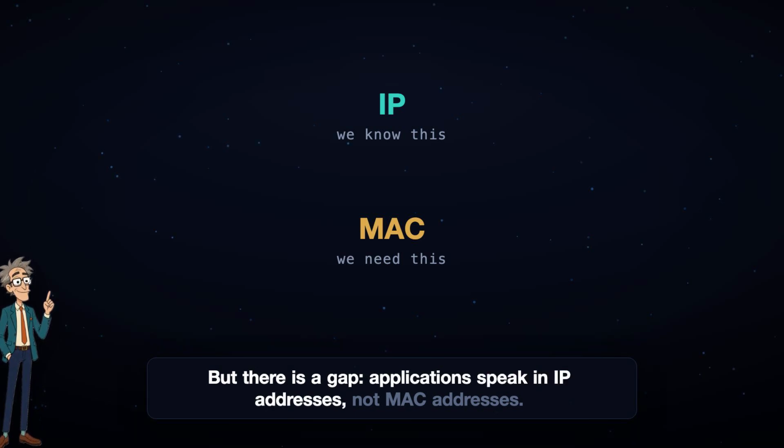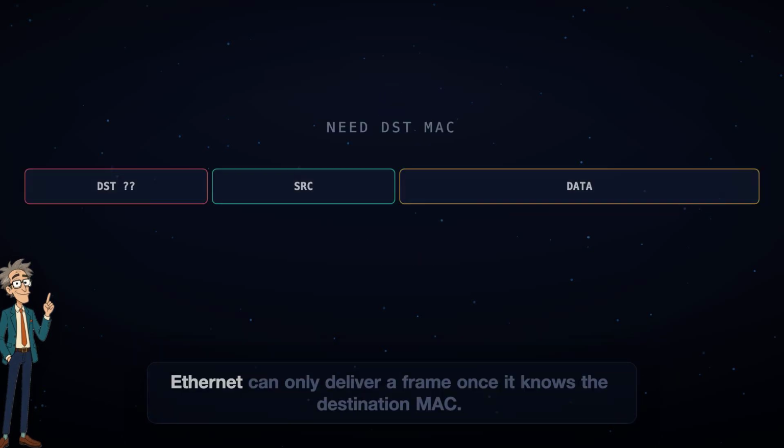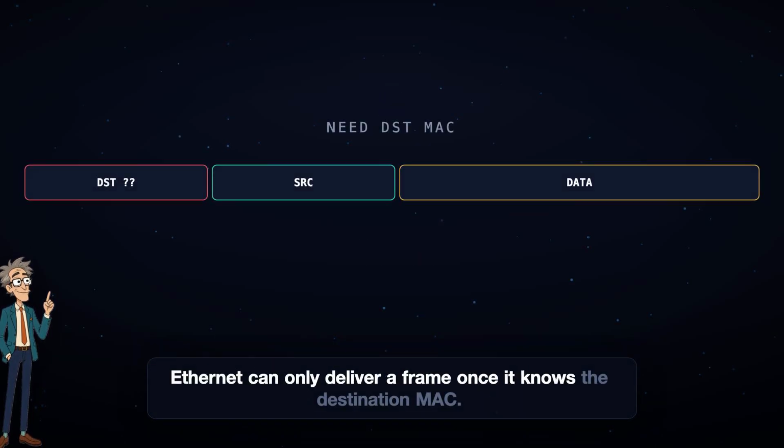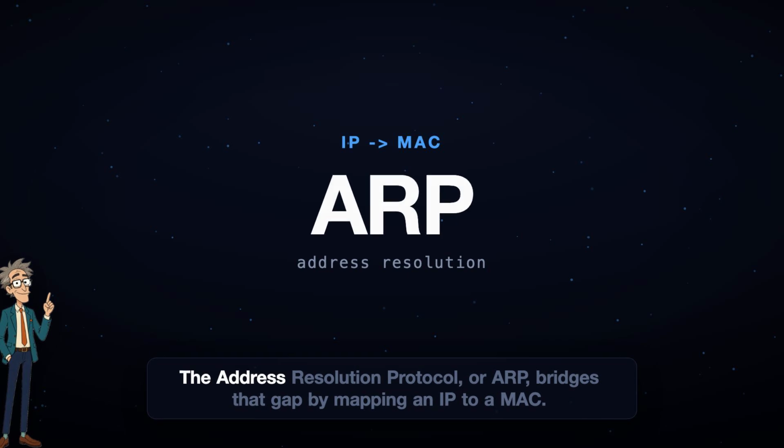Applications speak in IP addresses, not MAC addresses. Ethernet can only deliver a frame once it knows the destination MAC. The Address Resolution Protocol, or ARP, bridges that gap by mapping an IP to a MAC.